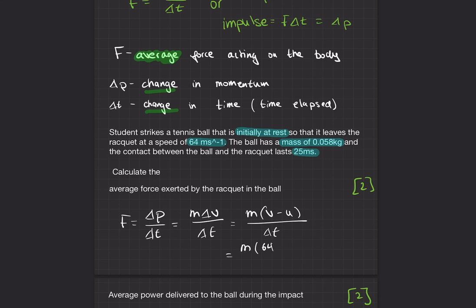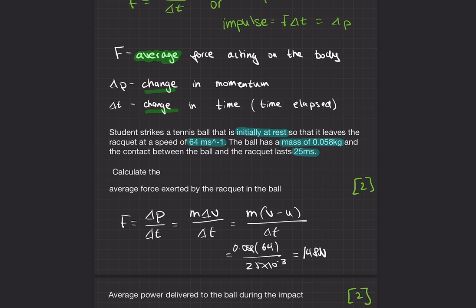The initial is 0, so that's fine. And t is 25 times 10 to the minus 3. And m is 0.058. And so, as a final answer, once you put that in your calculator, and you don't make any calculator mistakes, that's 148 newtons. And because, let's see, how accurate should we be here?